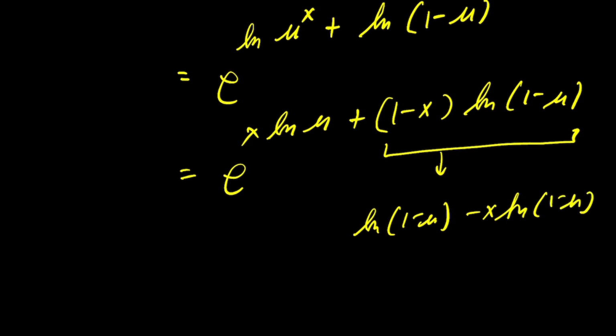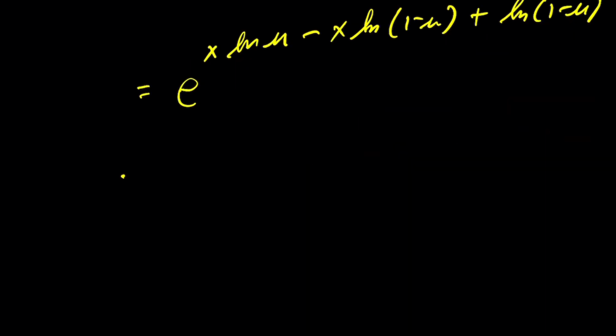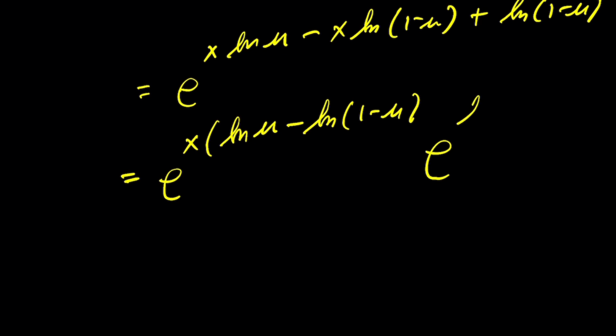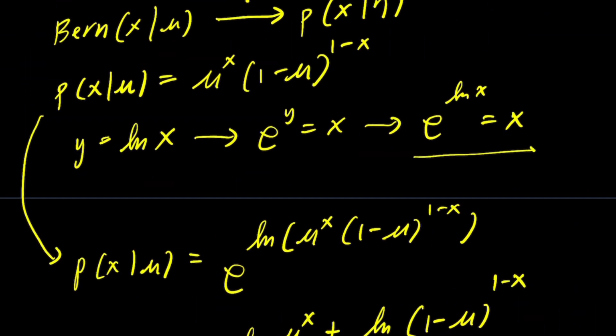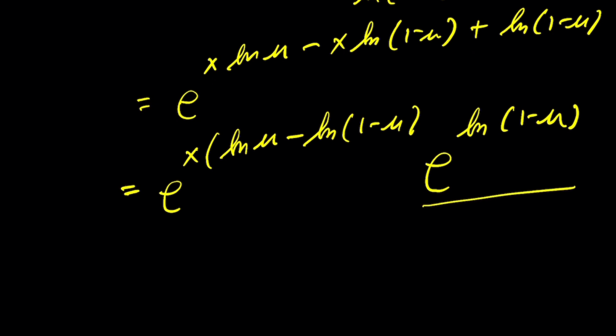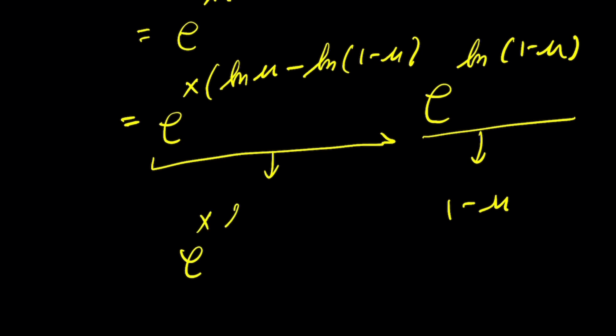Then rearranging the terms, we get e to the x ln of mu minus x ln of 1 minus mu plus ln of 1 minus mu. And this is equivalent to e to the x times ln of mu minus ln of 1 minus mu, times e to the ln of 1 minus mu. Then recall that e to the ln of x is equal to x. So it follows that e to the ln of 1 minus mu is equal to 1 minus mu. And then we can simplify this to e to the x times ln of mu over 1 minus mu.